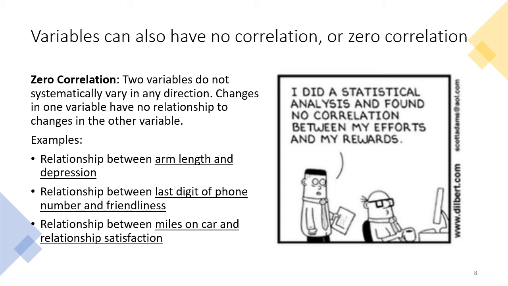How about the relationship between the last digit of your phone number and friendliness? So everyone's last digit is something between 0 and 9, and does that have anything to do with how friendly that person is? I think we'd all agree that it doesn't. There's a zero correlation. And how about the relationship between the miles you have on your car and your relationship satisfaction? And by that word relationship, I mean your intimate relationship, your marriage or partnership. And we probably think that the number of miles you have on your car has little or nothing to do with how satisfied you are with your relationship.